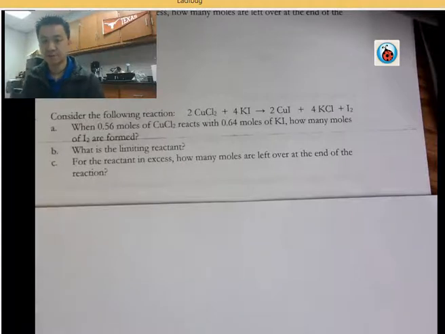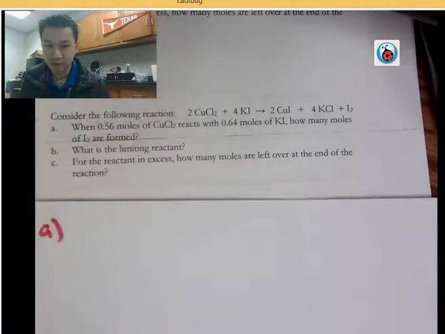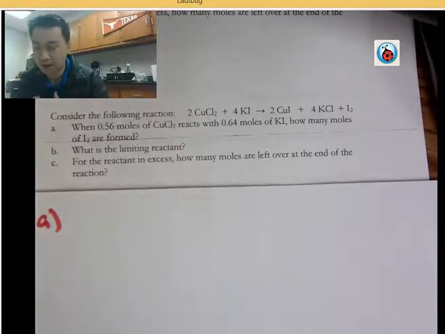Yes, very good. So consider the following reaction. If that little space there is not enough for you to work your problem, get a new sheet of paper. Get a separate sheet of paper, do it on a separate sheet of paper, staple it to this, and you'll be just fine.